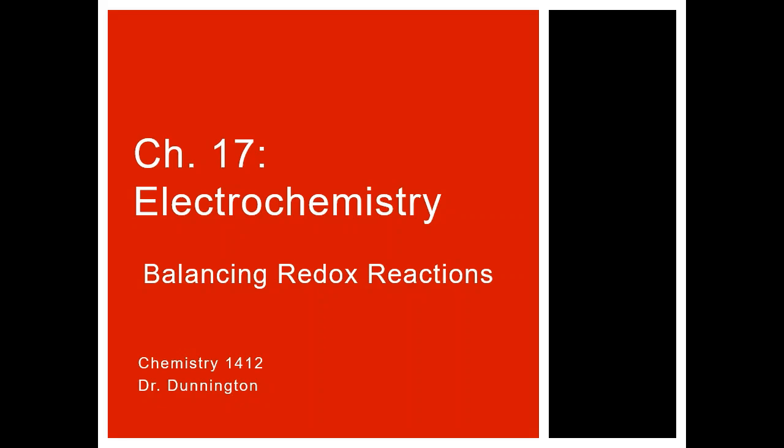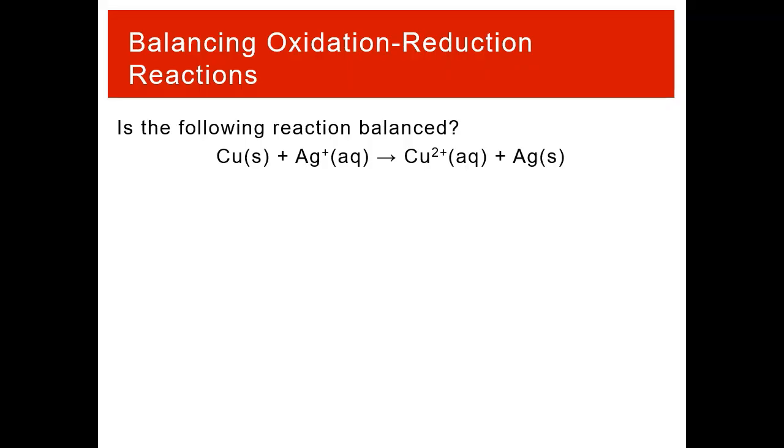Now we're going to talk about the idea of balancing redox reactions, which ends up being a little more complicated than balancing reactions that we've learned about previously. So if we look at the reaction copper solid plus silver 1+ aqueous reacts to become copper 2+ aqueous and silver solid. So copper metal reacting with silver ions to make copper ions and silver metal.